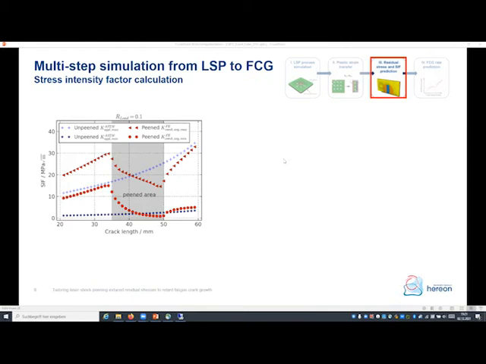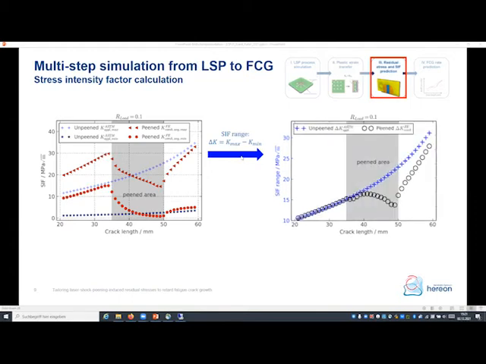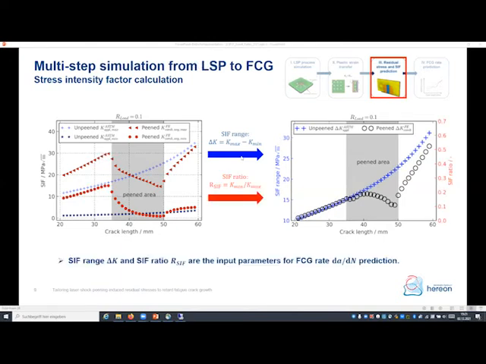What I need is two quantities, which are the crack driving quantities, from which I can calculate the fatigue crack growth rate. The first is the stress intensity factor range, the maximum minus the minimum stress intensity factor, at first for the base material. And here you see the difference of a peened specimen, where this stress intensity factor range is reduced in the peened area. And the second quantity is the stress intensity factor ratio. At first for the unpeened specimen, where you see that this is constant over the whole crack length. This is because I use constant amplitude loading during the fatigue testing. And here for the peened specimen, where I see an increased stress intensity factor ratio in front of the peening patch.